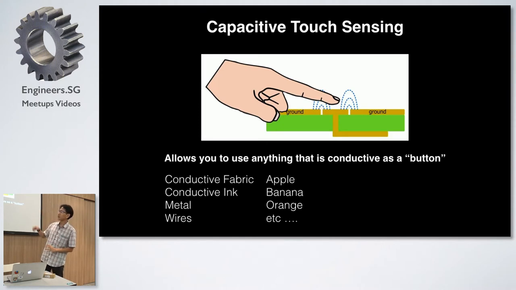Capacitive touch sensing is actually the same technology that is used on your smartphone screen. When you're touching it, that's capacitive touch sensing. How it works, very simply, I'm not going to go too technical, is that there's a chip and it creates an electric field around something that is conductive. Anything that is conductive can become a button. This is not normal fabric, this is conductive fabric. There's such a thing as conductive ink, and conductive filament for a 3D printer. You can use metal wire. You can use an apple, a banana, or an orange, and that will also work.